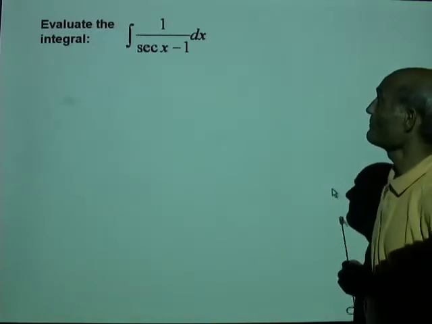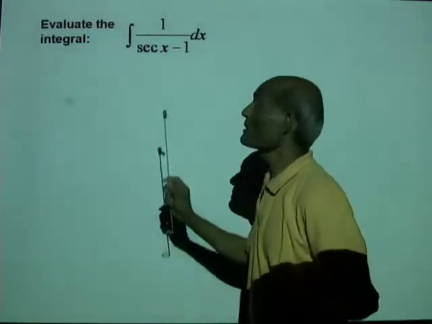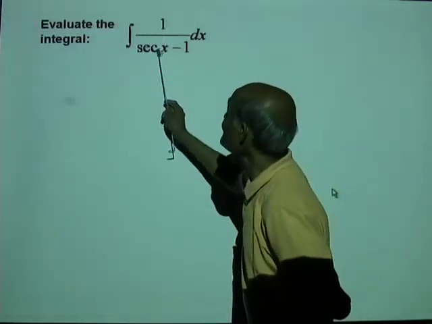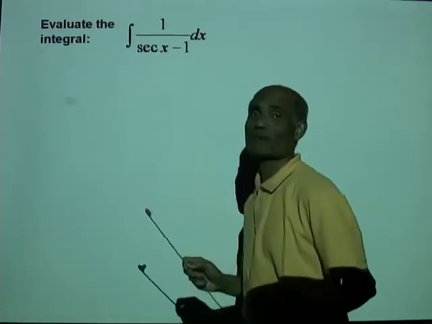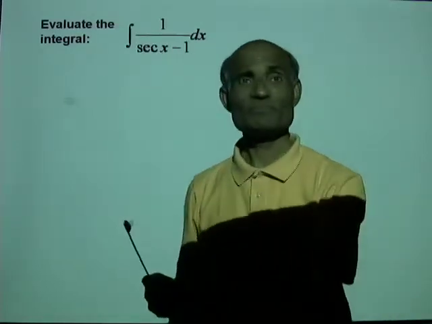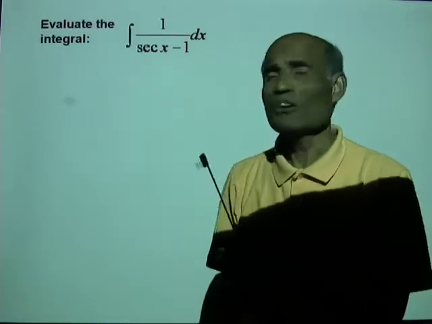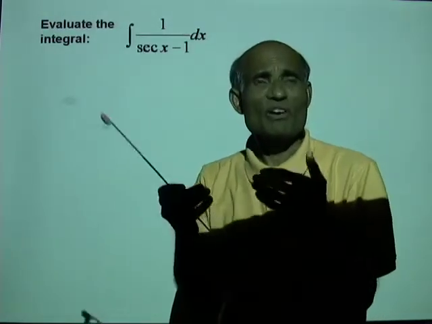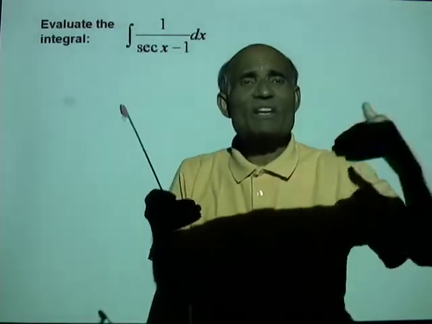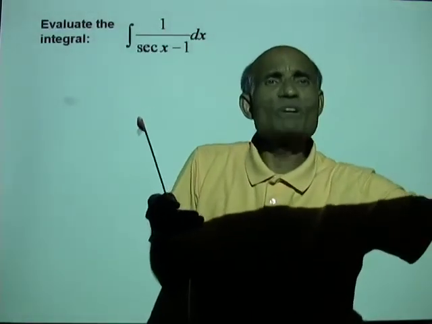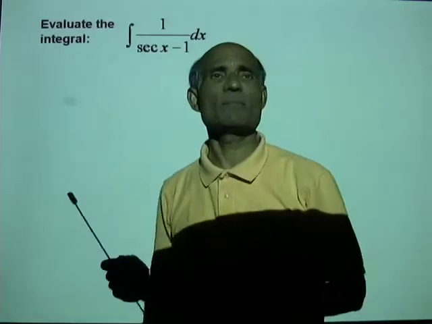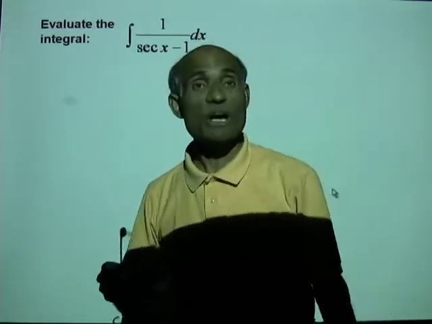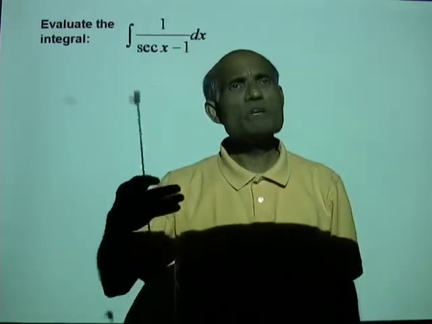All right, another one. Evaluate the integral 1 over secant x minus 1. This is again a form that is rather difficult because we cannot really find any integration formula we learned which will fit in here. So what we try to do is try and do some manipulation.